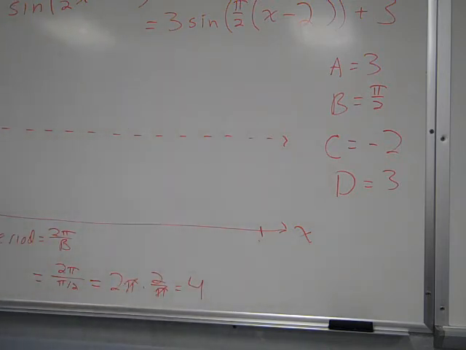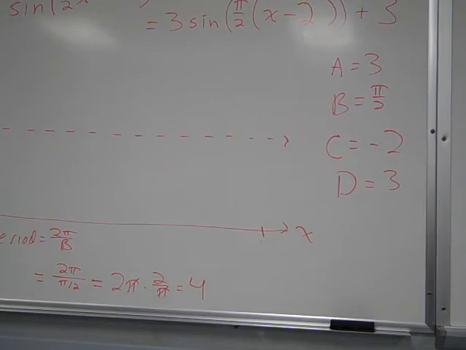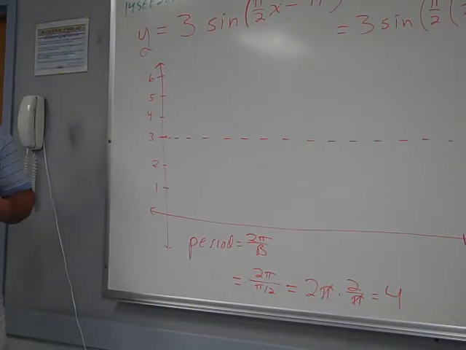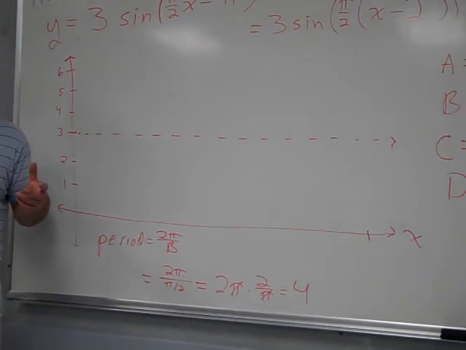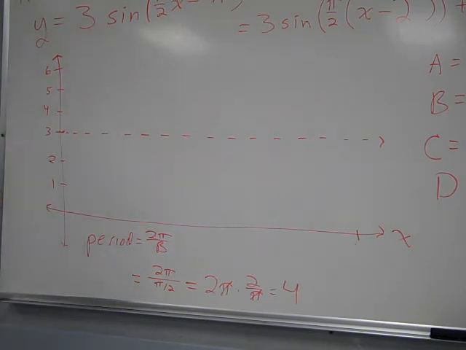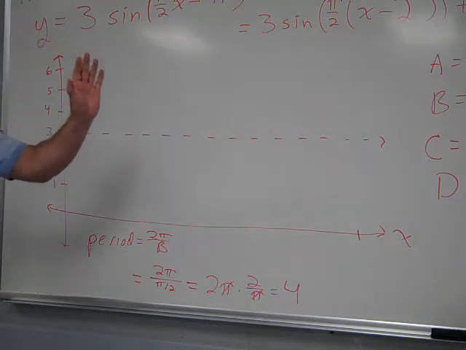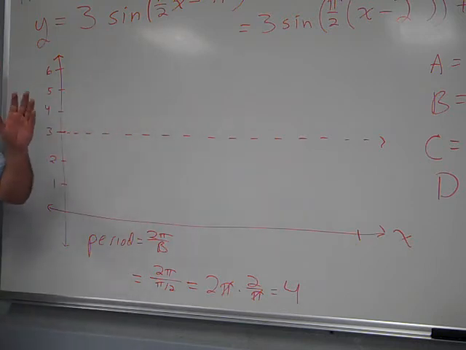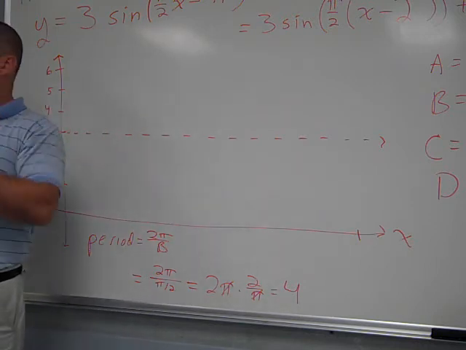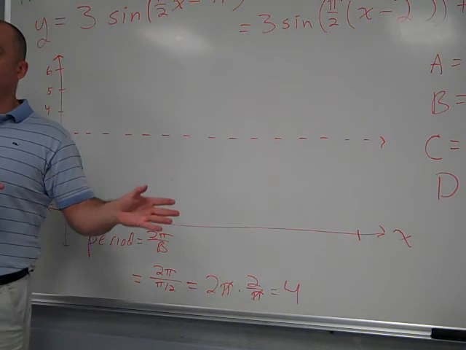I need to go out to 4, but what's my phase shift? How far left or right is this thing moved? Negative 2. Now is that going to move it to the right or to the left? Counterintuitive. It's right. It's negative, so it's a negative shift, so it's actually going to go right. Phase shift is counterintuitive. That means the opposite of what you would immediately think. If you think negative, you should think left. Phase shift is the opposite of that.